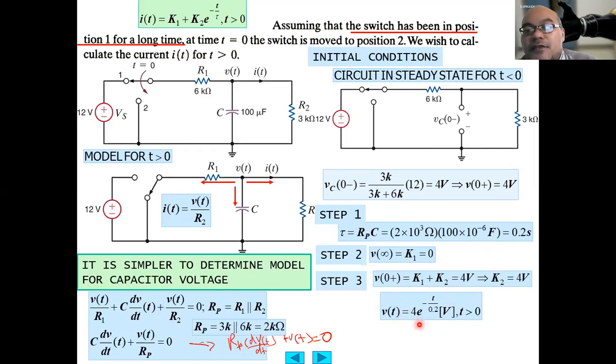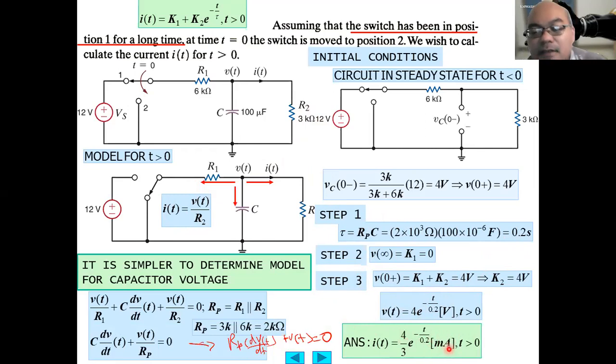But this is still voltage. What is being asked is the current. So we have to put i(t) equals v(t) over R2. We have to divide this by the R2 value, which is 3 kilo ohm. Be careful with the unit here: volt divided by kilo ohm becomes milliampere. So i(t) equals 4 over 3 exponent minus t over 0.2 milliampere.